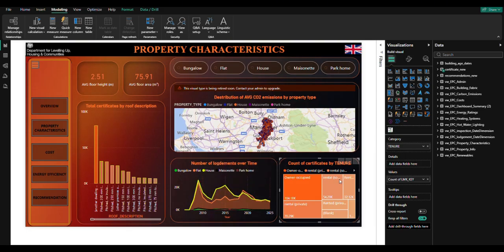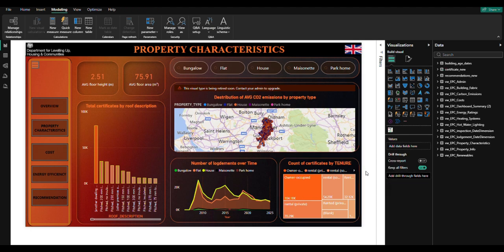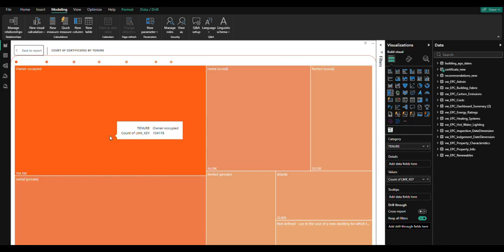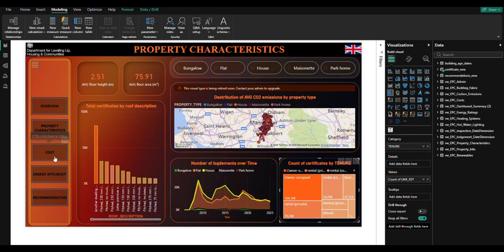At the bottom right, there's a tree map displaying the count of certificates by genre. So owner-occupied properties have the highest number of certificates with 104,178, followed by both private and social rental properties based on the overall property types. This helps us to understand the ownership structure of Manchester's housing.